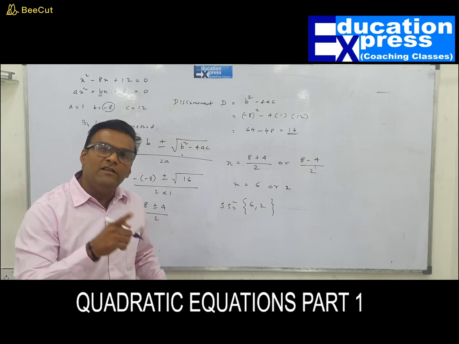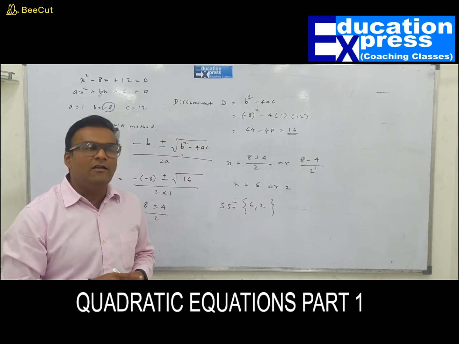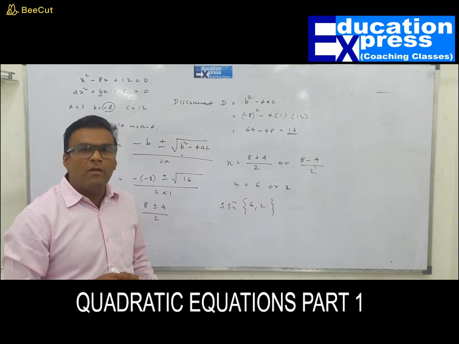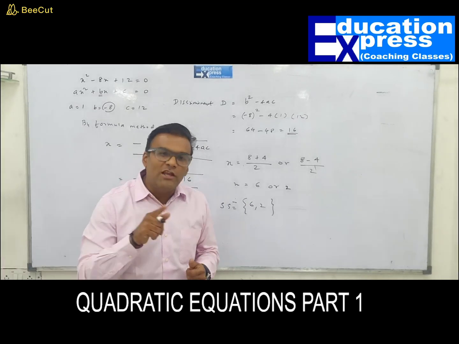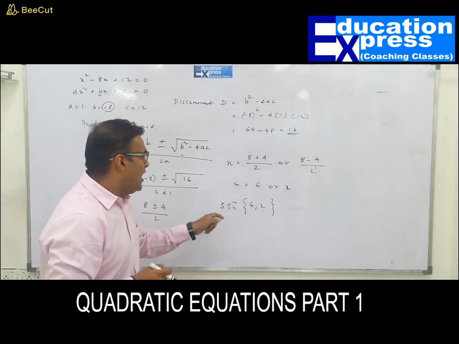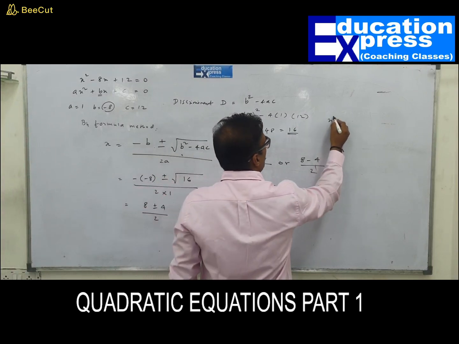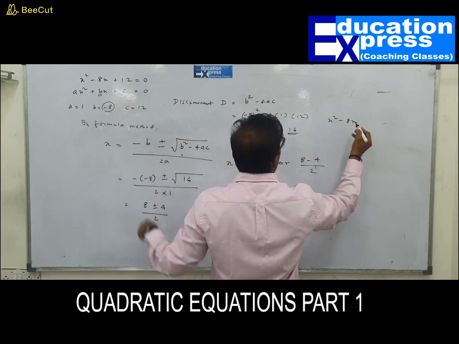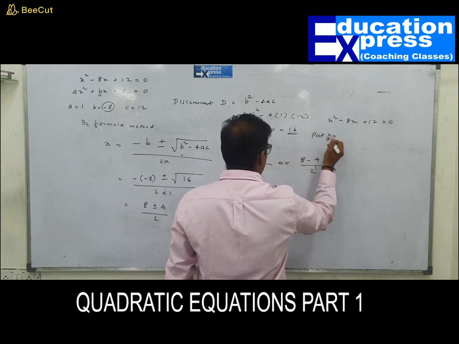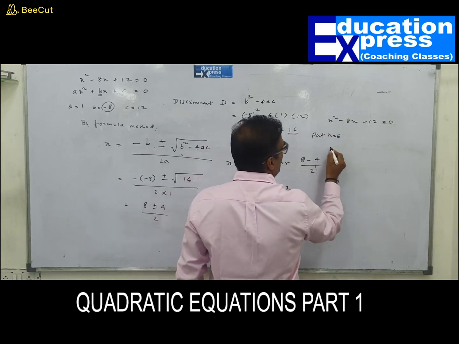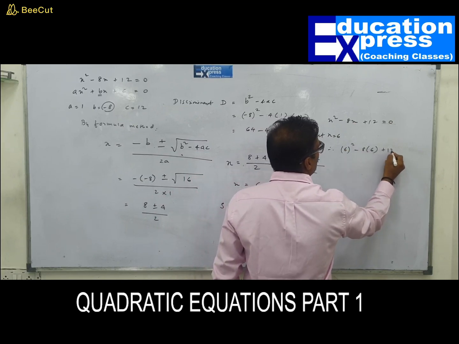You can verify this by using trial and error method. Let me give you a testimony by substituting these values in the given equation, whether they actually satisfy it or not. Have a look over here. x squared minus 8x plus 12 equals to 0. Put x equals to 6. Therefore, 6 squared minus 8 into 6 plus 12.